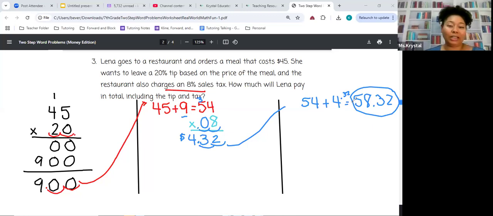Wonder what she got to eat. A little expensive. All right, let's keep going.